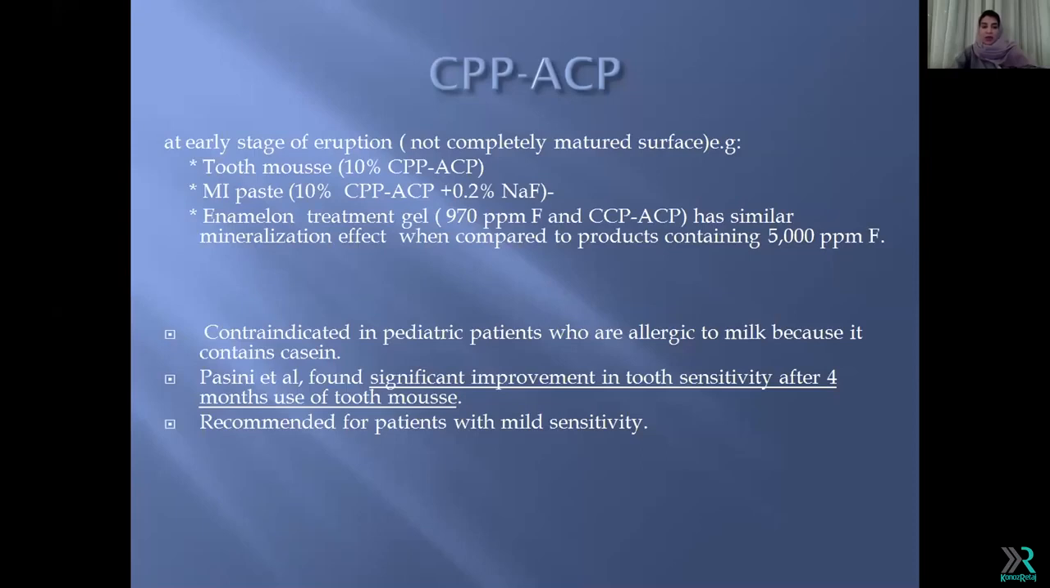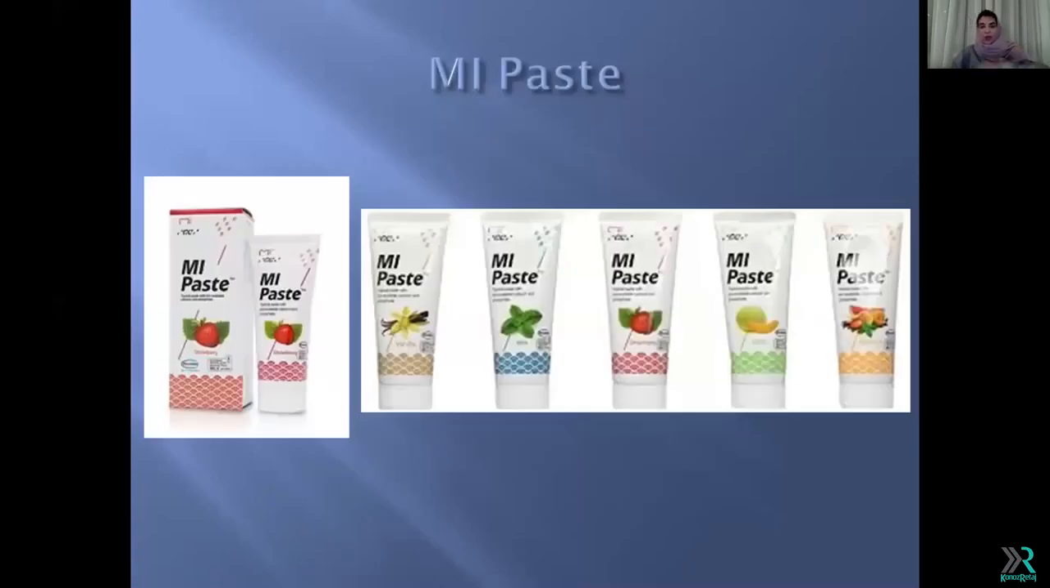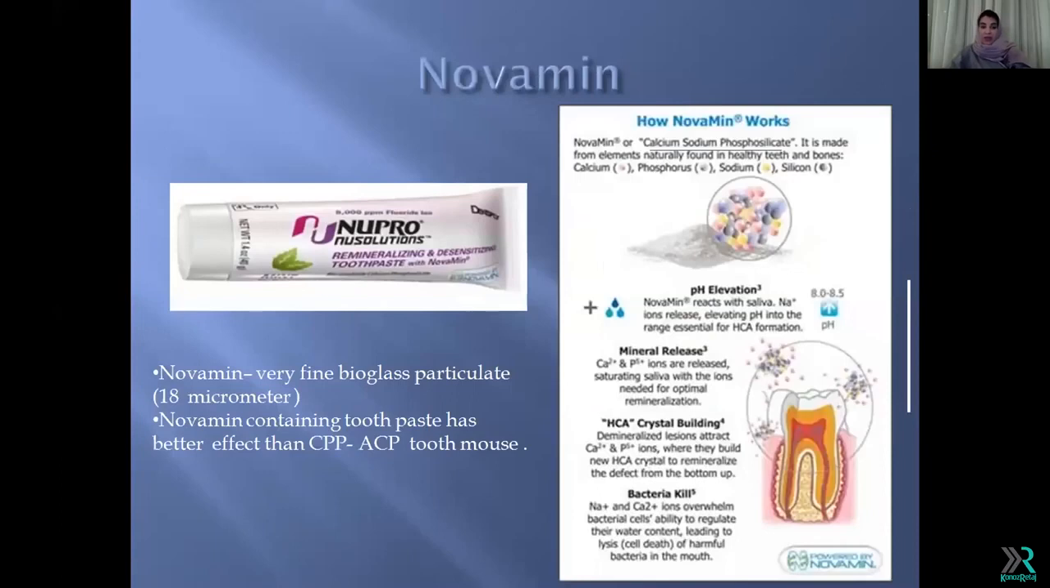And Pacini et al. found significant improvement in tooth sensitivity after the use of Tooth Mousse and recommended it for mild sensitivity. Here is the Tooth Mousse and MI Paste, which also contains 0.2% sodium fluoride, and the NovaMin, which contains very fine bioglass particulates of around 18 micrometers, and it has a better effect than Tooth Mousse.